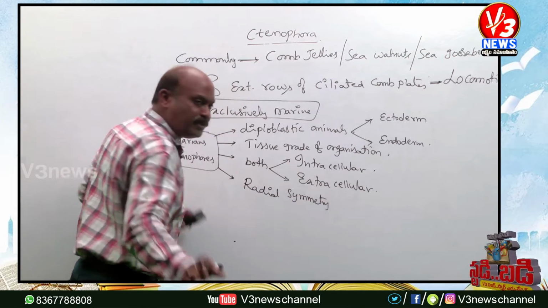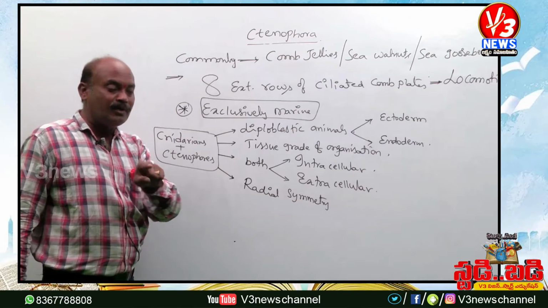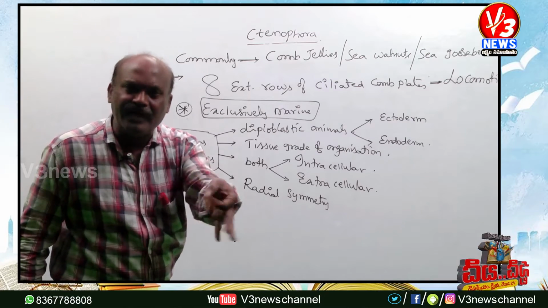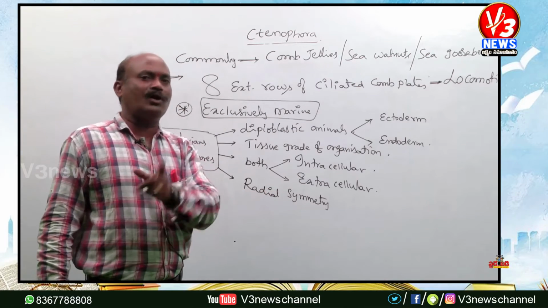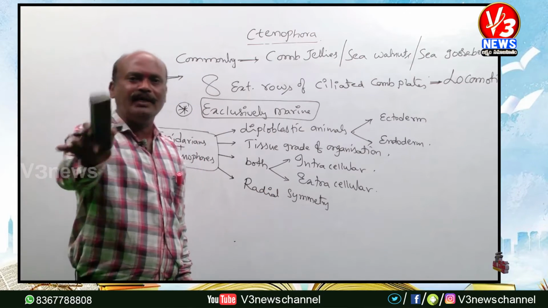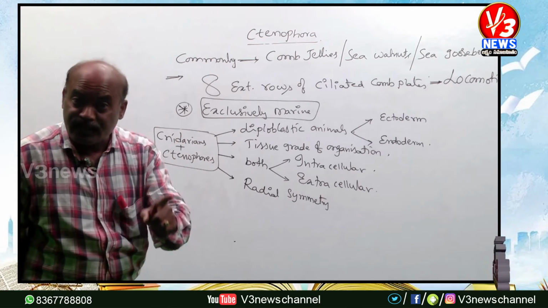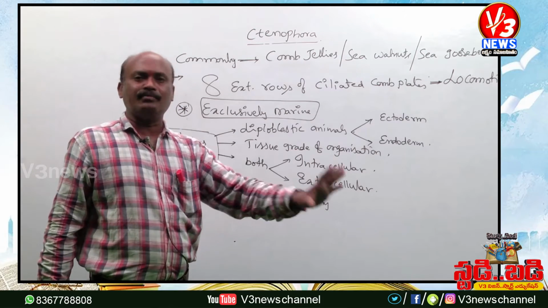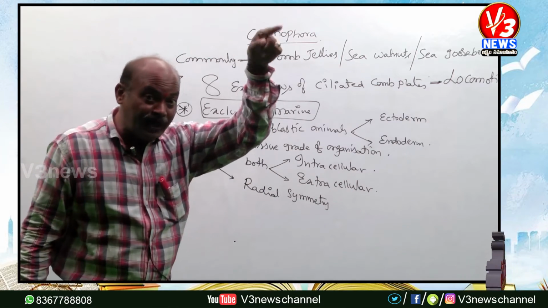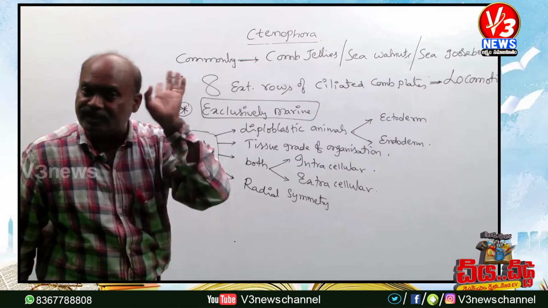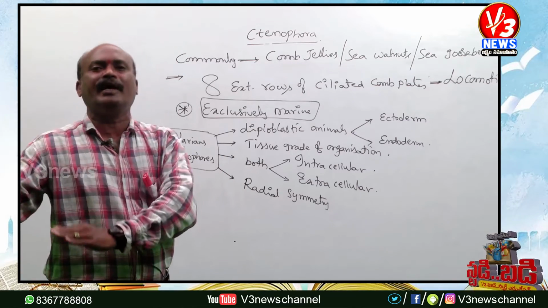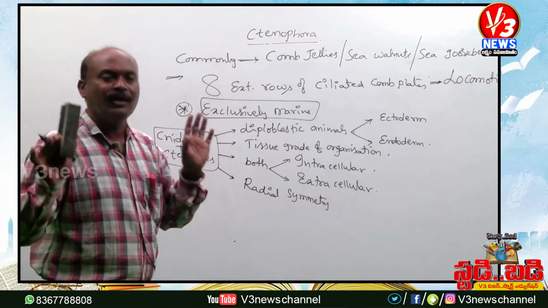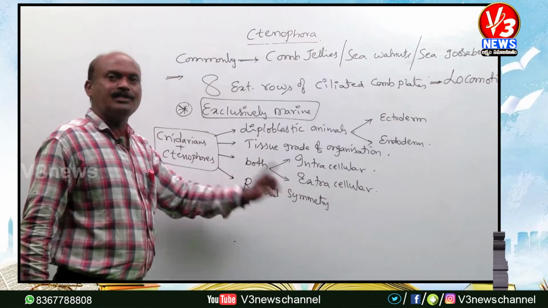Regarding symmetry, we discussed one exemption in yesterday's class: Adamsia, that is commonly called sea anemone. Sea anemone is the common name, Adamsia is its scientific name. Only in Adamsia is biradial symmetry present; that is one exemption. Except for sea anemone, all the remaining exhibit radial symmetry.